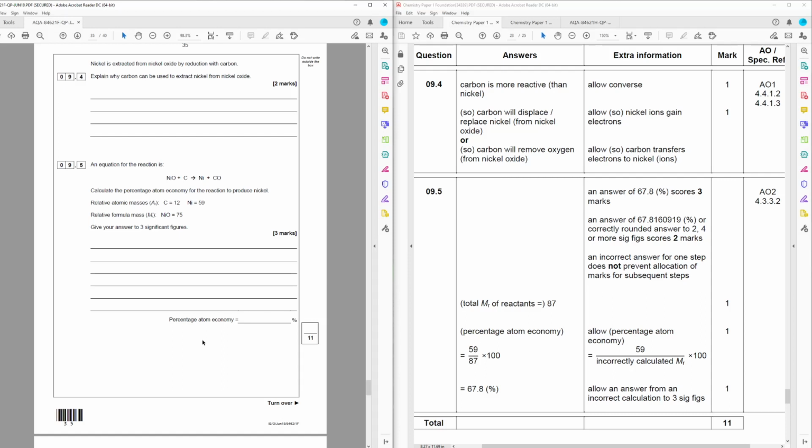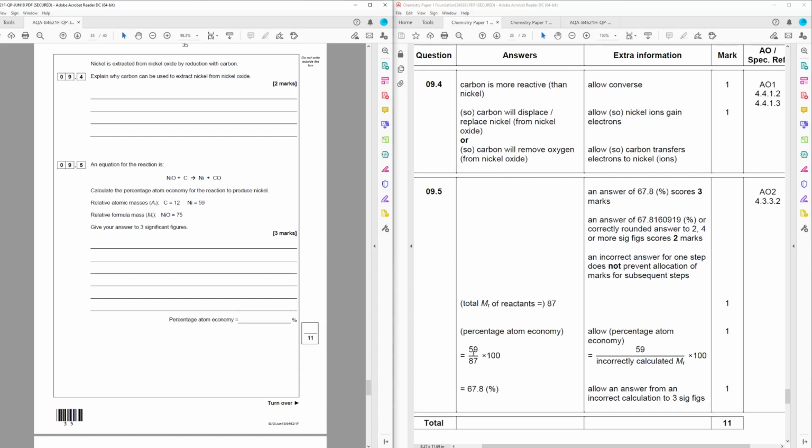Here we've got a question asking for the percentage atom economy. So atom economy is looking at what percentage of the atoms went into the useful product. We're looking at producing nickel here. So if you look at the end, nickel is 59. So nickel is 59, and then that's out of a total of that 59 and the carbon and the oxygen. So the nickel, carbon, and oxygen all together gives a total of 87. So you'd have a mark, and I gave a lot of marks out for people who had an 87 there. And then you had to know that it's the nickel out of that.